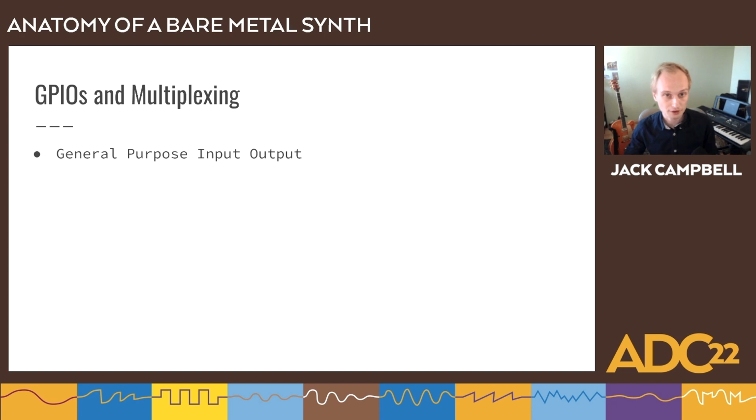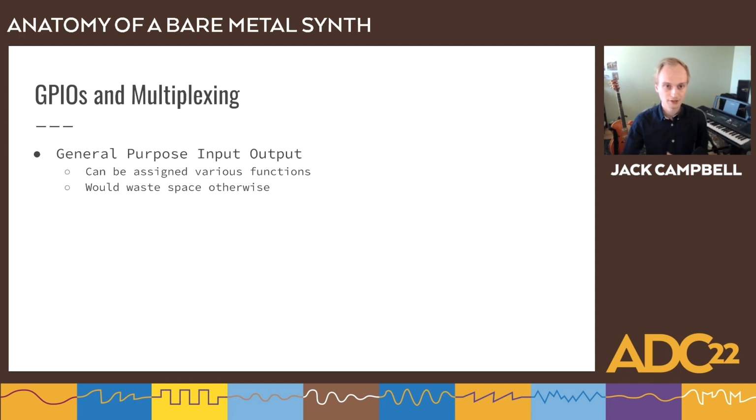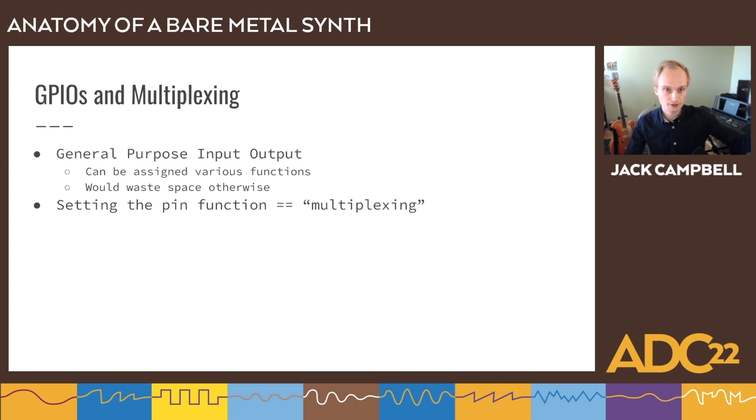That's where GPIOs and multiplexing come in. Those pins that have multiple purposes are known as general purpose input-output pins, or GPIOs. They can be assigned to talk to different peripherals, have different functions in our code. The whole idea is that if you just had one purpose per pin, you'd waste all sorts of space. The board would be twice as big as it needs to be. So to save space and fit this thing in a guitar pedal or whatever, something small, things are combined into these multi-purpose pins. Setting the mode of the pin is known as multiplexing, or sometimes muxing.